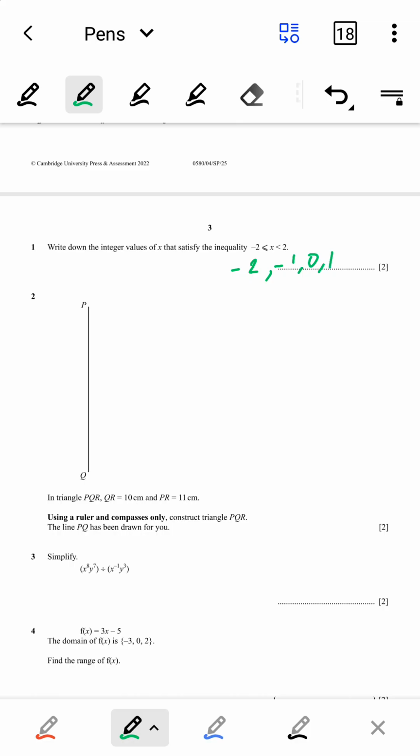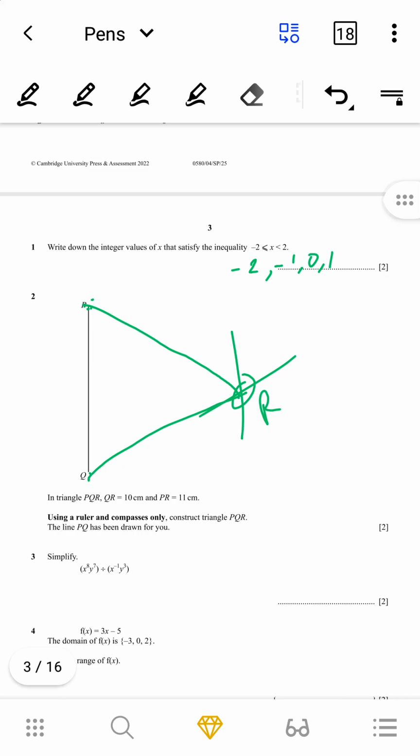So for QR, 10 centimeters, set that on the compass. From Q, cut one arc at that distance. Then for PR, take 11 centimeters, place the compass at P and intersect the arc. The meeting point is R. Then join PR and QR, and you will get the required triangle.